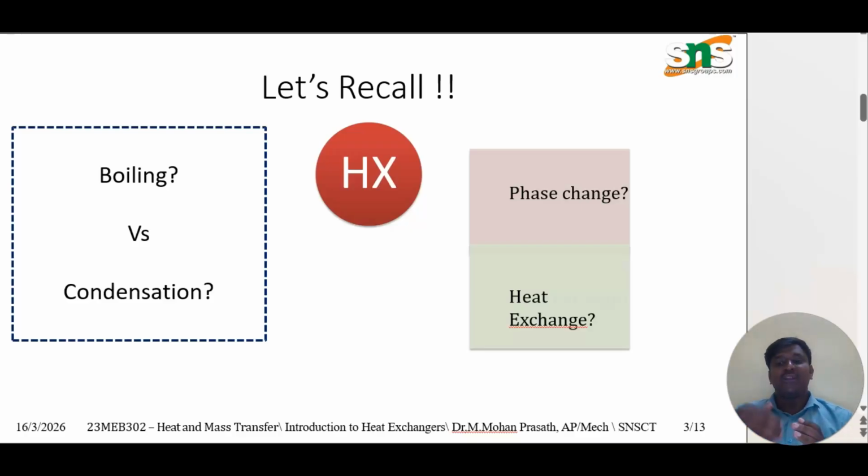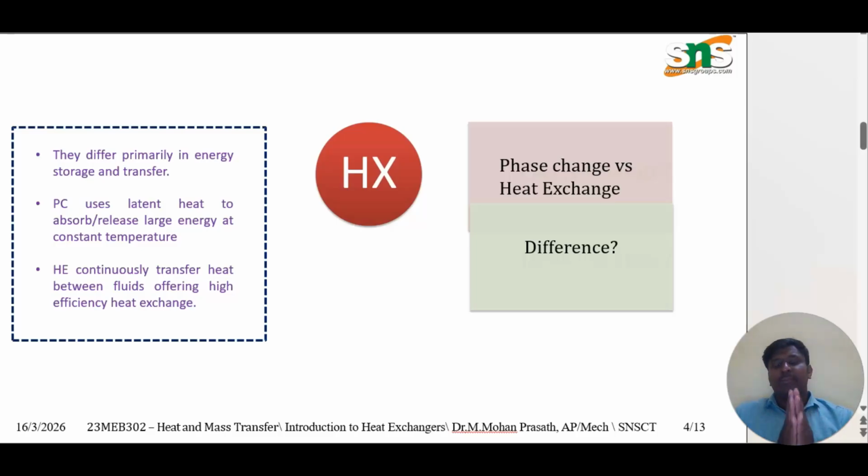The heat exchanger is completely different from the phase change. In the heat exchanger, there is exchange of heat, mainly without the phase change of boiling or condensation. The phase change and the heat exchange completely differ in terms of energy storage and transfer. Phase change uses the latent heat to absorb or release large energy from the body at a constant temperature. Heat exchangers continuously transfer the heat between the fluids, offering high heat exchange efficiency.